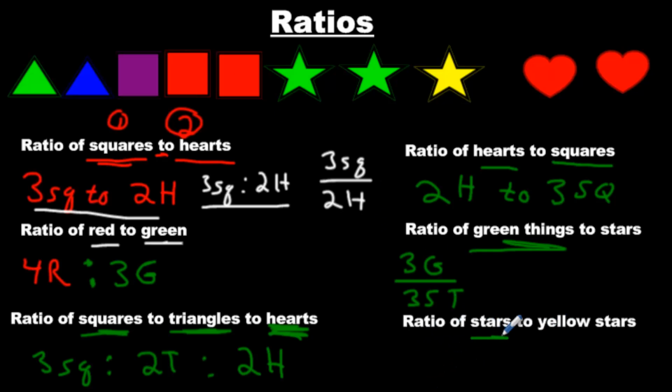Ratio of stars to yellow stars. So how many stars? Now it doesn't say what colors, it just says stars. There's three. 3 stars. And yellow stars, I have 1 yellow star. So I'll put 1 yellow star.